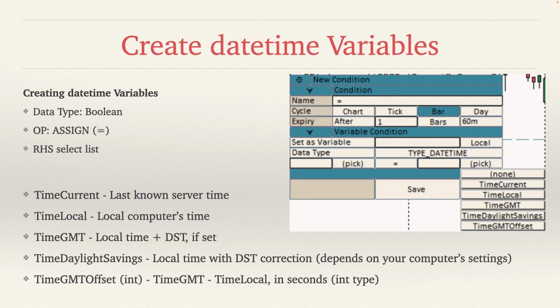There is an exception here as well. The time GMT offset function returns a number of seconds, which is the difference between time GMT and time local, with a return value with an integer data type. You still select datetime as your data type. This is how you get access to the functions, but when the variable condition creates your variable, it will create it with the integer data type.